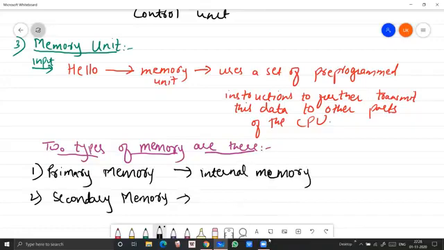So we'll just have this much in this lecture. Inshallah, we'll continue with memory in the next lecture. Two types of memory are there: primary memory, which is also called the internal memory or main memory, and secondary memory, which is also called the external memory of the computer. Inshallah, we'll learn these two memories in detail.